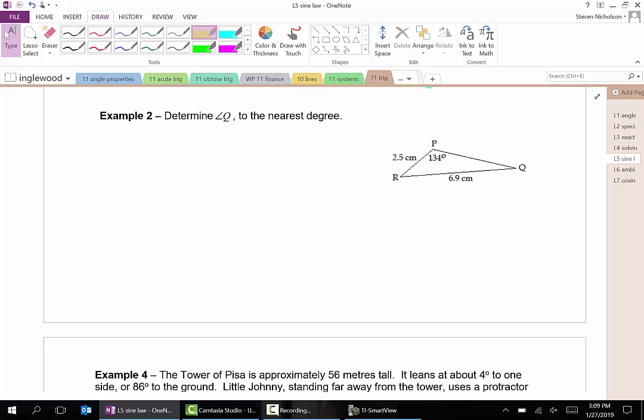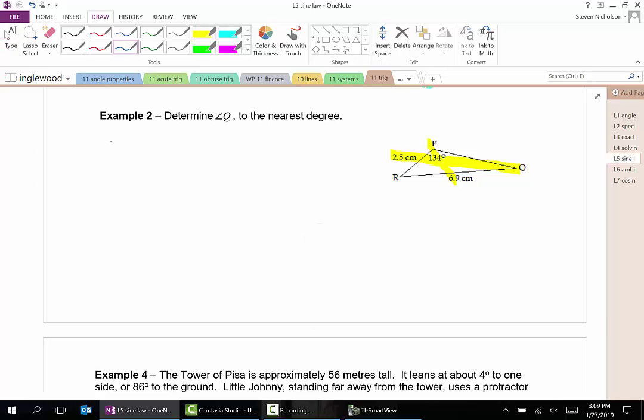So in this example right here, again, what I want you to notice is we have a matching pair, so that automatically picks our sine law, and on my other part, I have the other piece of information. So in this one right here, I have big P, I have little p, and I have little q, and I want to know big Q.